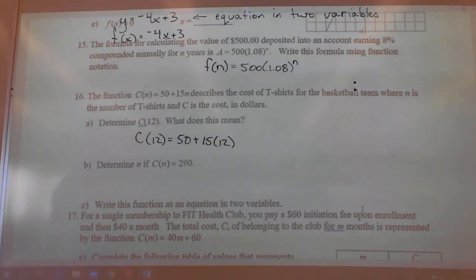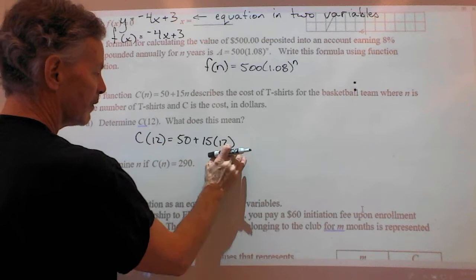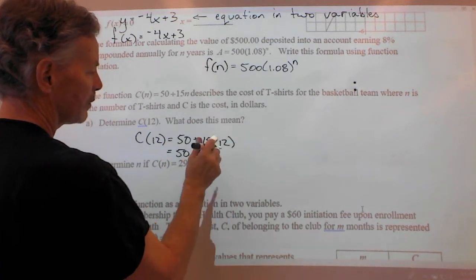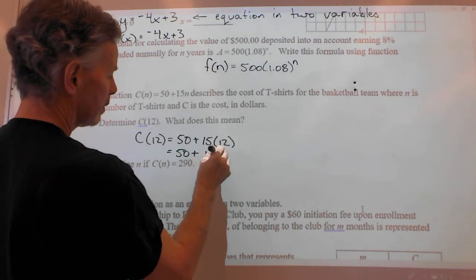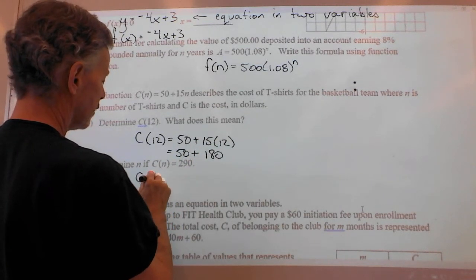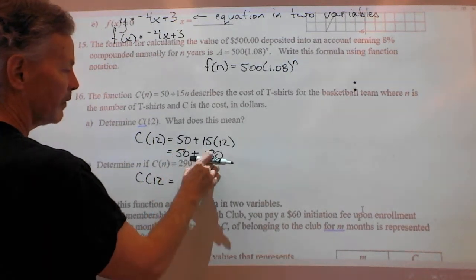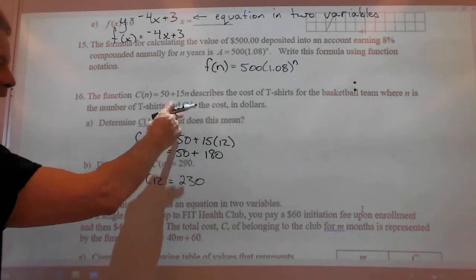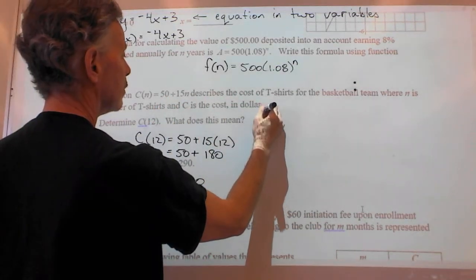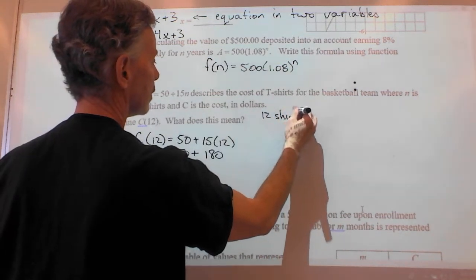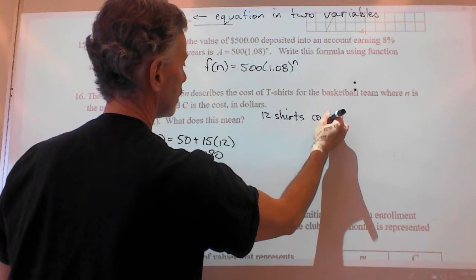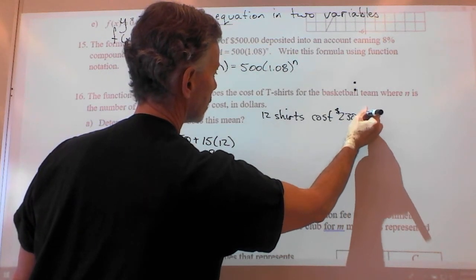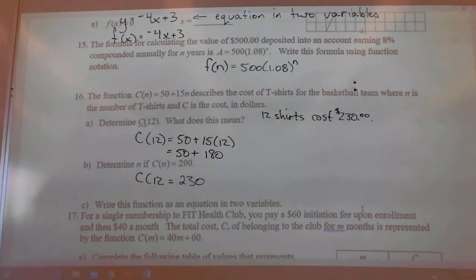Okay? So, simplify the right side. 50 plus 15 times 12 is what, 180? So c at 12 equals 50 plus 180, $230. What does this mean? 12 shirts cost $230. Okay?